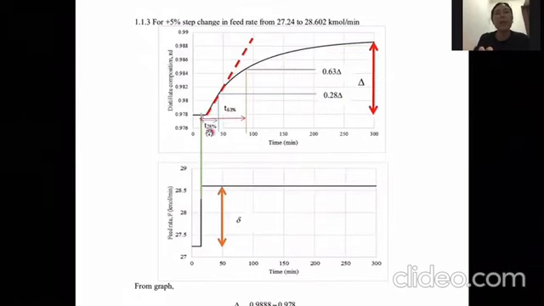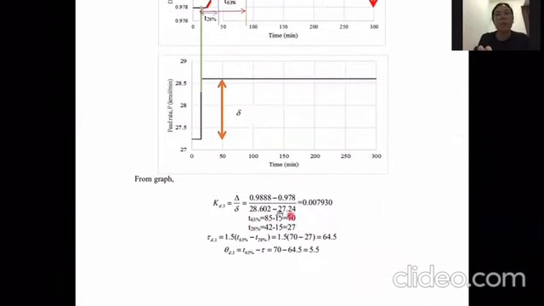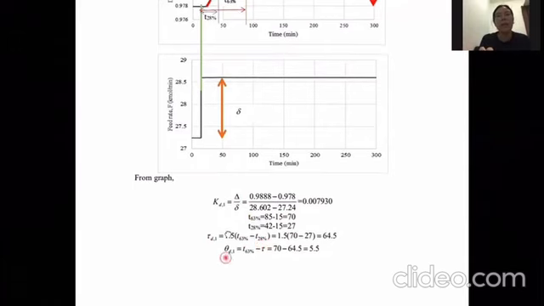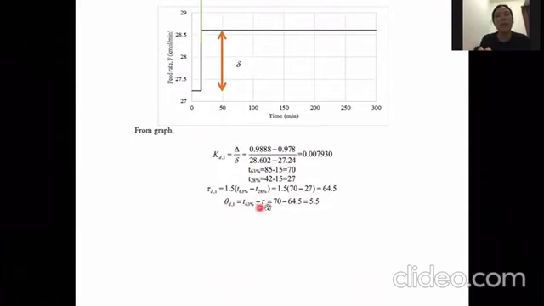However, this T63 and T28 need to minus this line, because this is where it starts to become stable. So this line is 15. Here you need to minus 15, so they equal 70 and 27. And the KD is equal to triangle over sigma, then you get 0.007930, and the tau is equal to 1.5 bracket T63% minus T28%, and the time delay here is equal to the T63% minus tau.